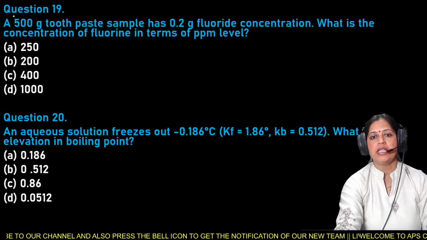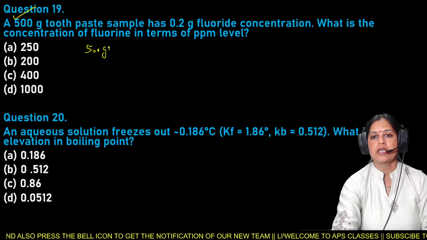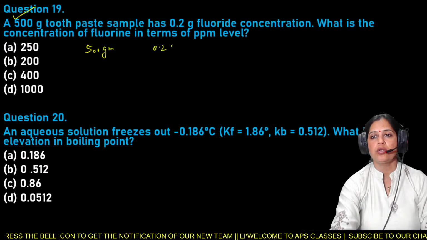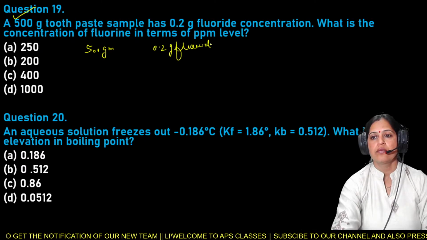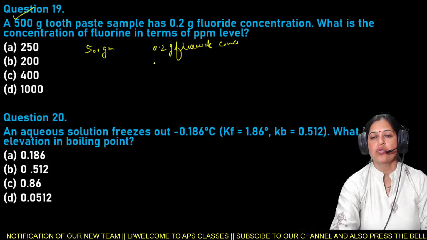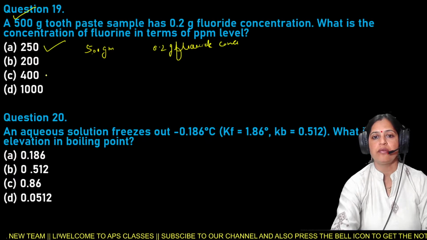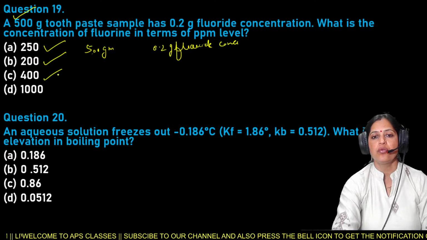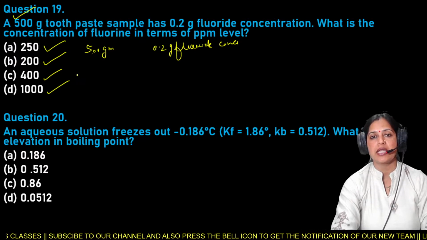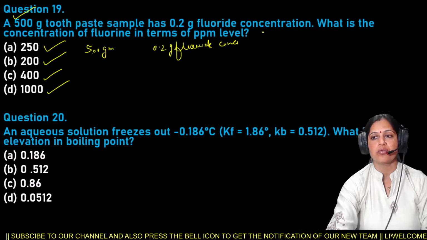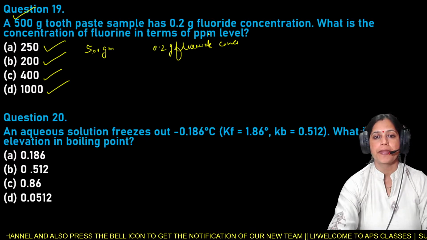Next is your question number 19. A 500 gram toothpaste sample has 0.2 grams fluoride concentration. What is the concentration of fluoride in terms of ppm level? Options are 250, 200, 400, and 1000.